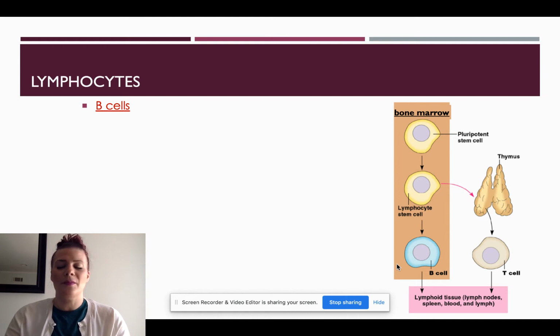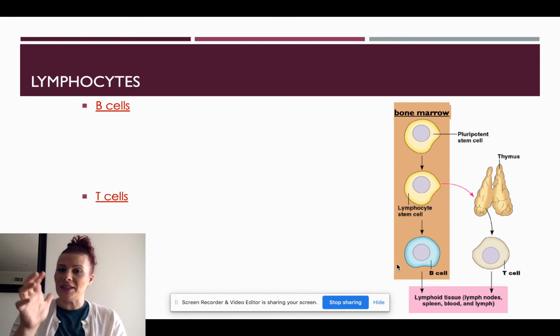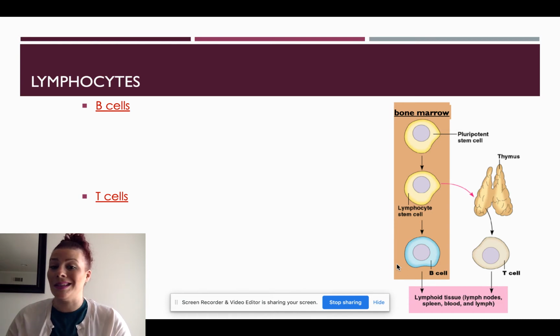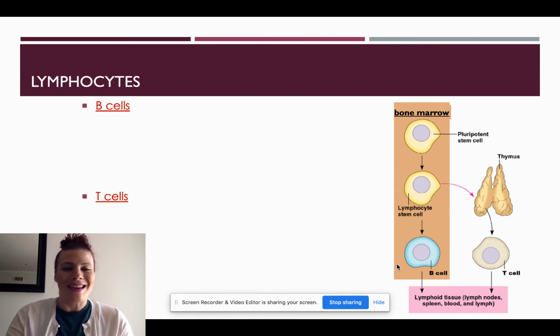So when we look at lymphocytes, there's two types. We could talk about B cells and T cells, okay? And I kind of just showed you on the right side the difference of where they can develop, right? T cells coming from the thymus, hence the T, right? B cells coming from bone marrow, so hence the B. All right, so we got that.